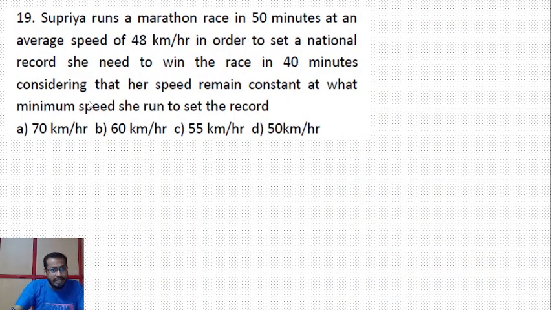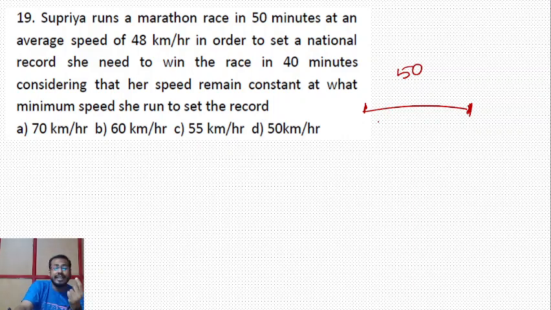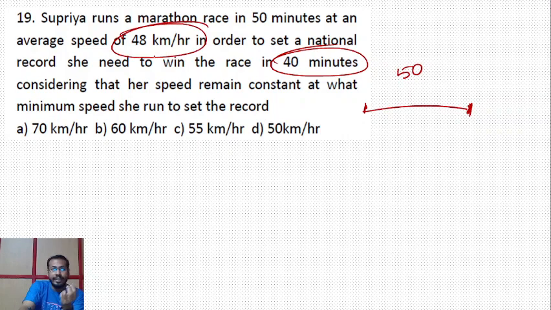Simple. So 19th question, Supriya runs a marathon. Please read this question clearly. In 50 minutes, at an average speed of 48 km per hour, she reached her destination. So from here to this place, she completed it in 50 minutes. Speed is 48 km per hour. But in the marathon, she needs to complete that in 40 minutes. So she should increase this 48 km per hour speed to more.